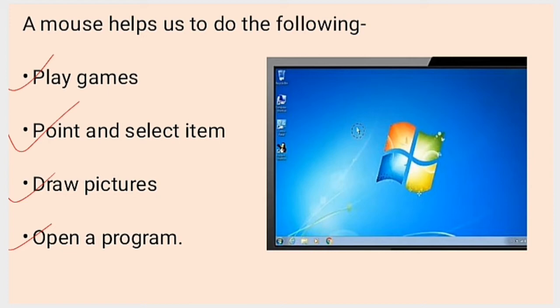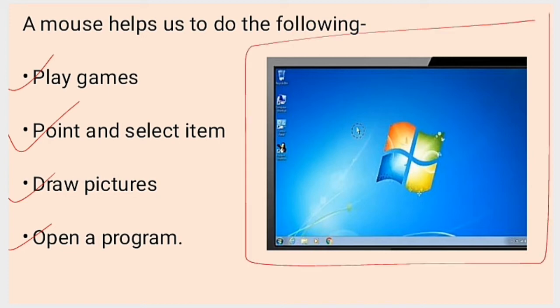Okay. Now see in this diagram. This is basically a computer screen. You see one pointer is here, one arrow like this. Basically, this is our mouse pointer. This arrow is known as a mouse pointer on the screen. So this pointer is used to point and select items. If we move this pointer on this, then we will select this item. We can open this item with the help of mouse.